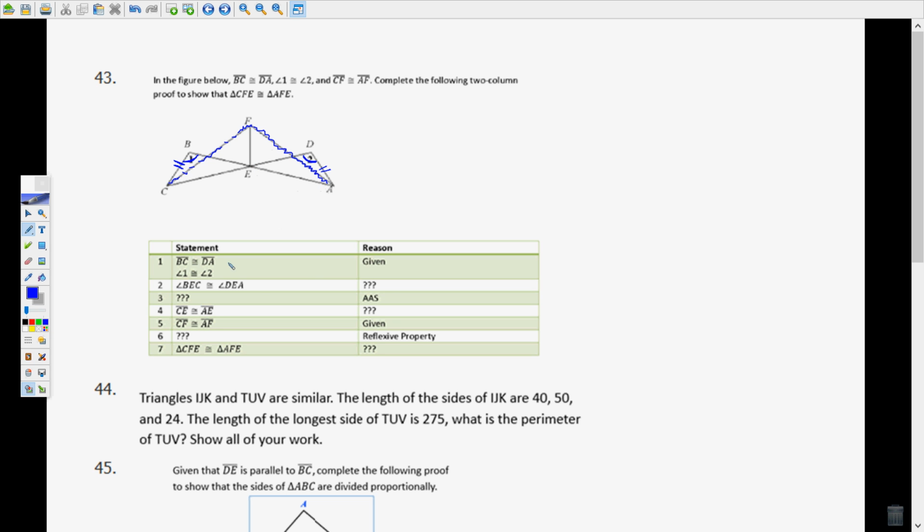All right, so here's their progression. They say that that's given, so that's the given information. Then they're asking you why is angle BEC congruent to angle DEA. This is one where I would say, hey guys, why can you say BEC is congruent to angle DEA? And hopefully you are saying, because Miss Gilliland, those are vertical angles, and vertical angles are always equal.